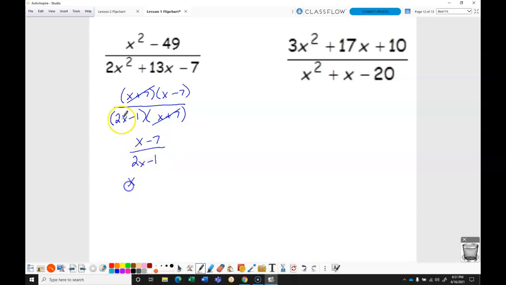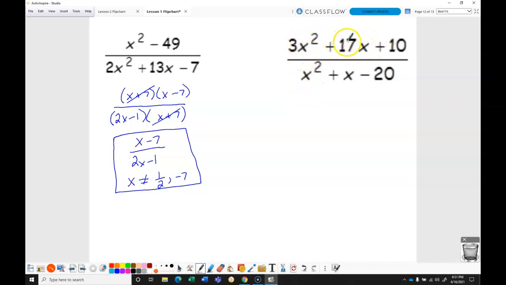I go back to that original factored form to get what x cannot be. This one would get me 1/2. Can't be a positive 1/2. This one would say negative 7. So there is simplified and also the restrictions on the domain.